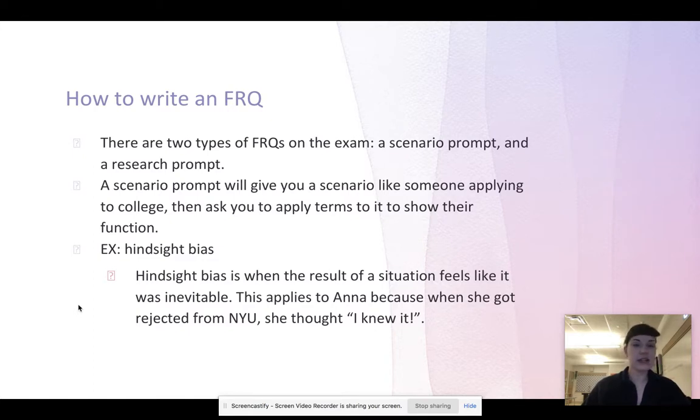I'll go through another example with a term that you know. So let's say still our scenario is someone applying to college, and our term is frontal lobe. So I might say something like, the frontal lobe is responsible for decision-making and judgment. When Anna gets accepted into 2 different colleges, she uses her frontal lobe to decide which college to go to, okay? We're going to go through a whole example together, so you'll get to practice this again.